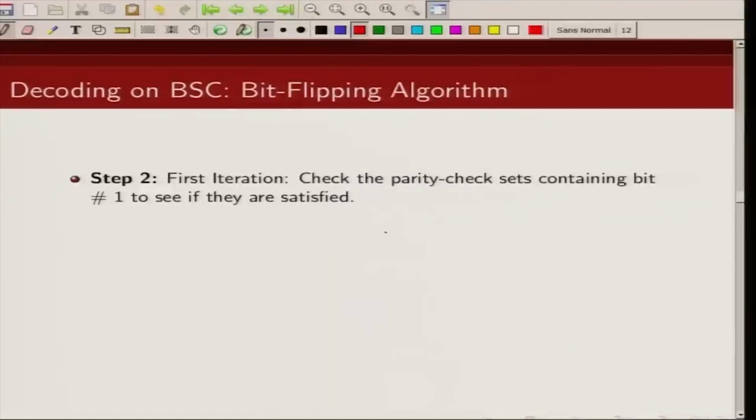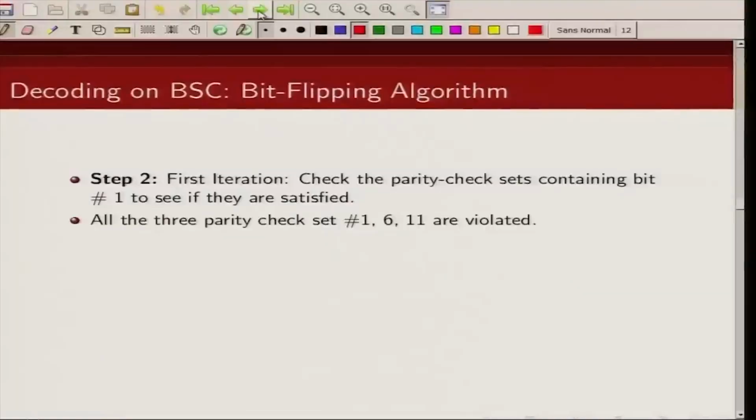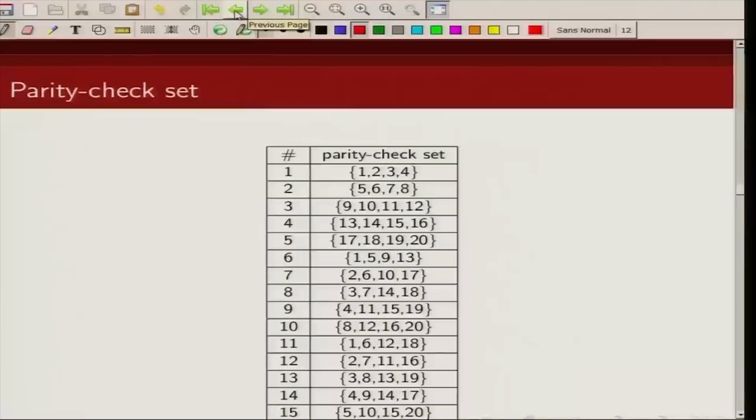Now, we first check whether all the parity check sets containing bit number 1 are satisfied. If they are satisfied, it is likely that bit number 1 is received correctly. If the majority of them are not satisfied, it is likely that bit number 1 is in error. So, let us see. Which are the parity check sets in which bit number 1 is participating? That is this one and this one.